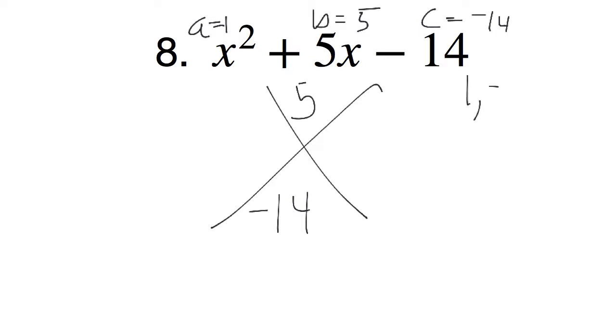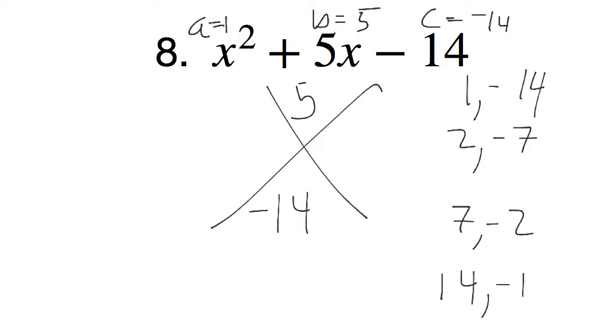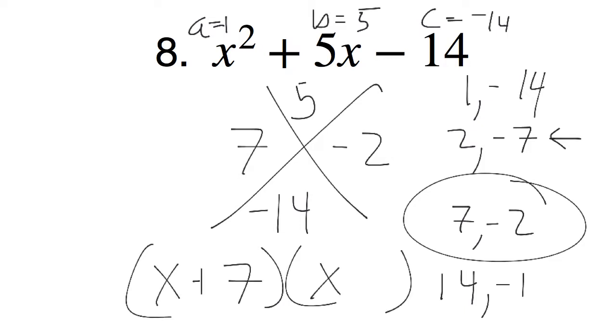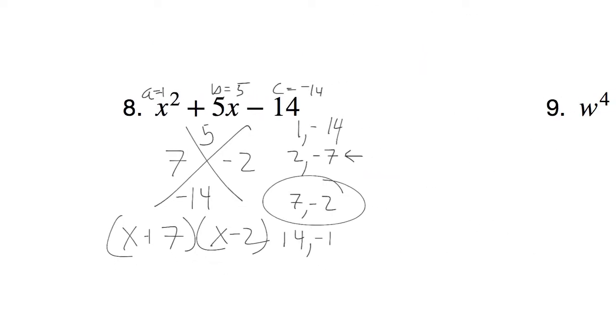I can say it's 1 and negative 14, 2 and negative 7, 7 and negative 2, and 14 and negative 1. Now, which of these will add up to positive 5? Be very careful because one adds up to negative 5, but this is the one that you really want. 7 plus negative 2 is positive 5. Two numbers that multiply up to negative 14 and add up to 5. So here we go. x plus 7 and then x minus 2. That's how we do it.